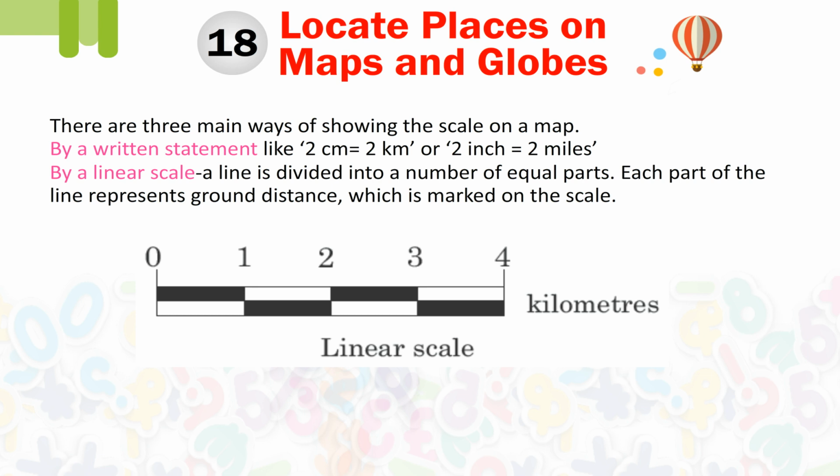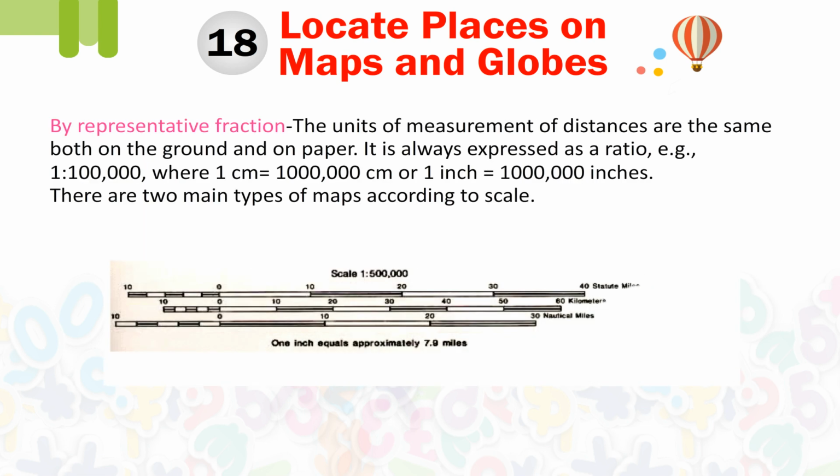By a linear scale, a line is divided into a number of equal parts. Each part of the line represents ground distance, which is marked on the scale. By representative fraction, the unit of measurement of distances are the same both on the ground and on paper. It is always expressed as a ratio. For example, 1 ratio 100,000, where 1 centimeter is equal to 100,000 centimeters or 1 inch is equal to 100,000 inches. There are two main types of maps according to scale.